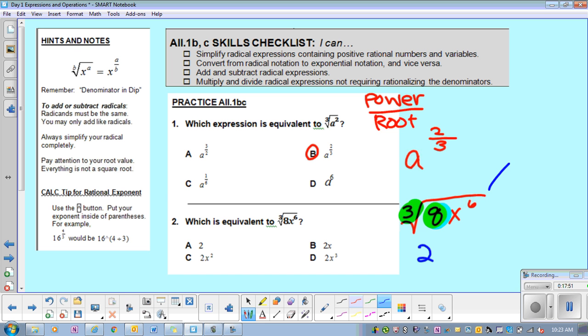You can say x to the power over root, which is, what's 6 divided by 3? 2. Or you could write out 1, 2, 3, 4, 5, 6 x's. You need groups of 3. You can get 2 groups. So x squared. Answer C. Pretty good? Radicals are way easier after that rational stuff, right?